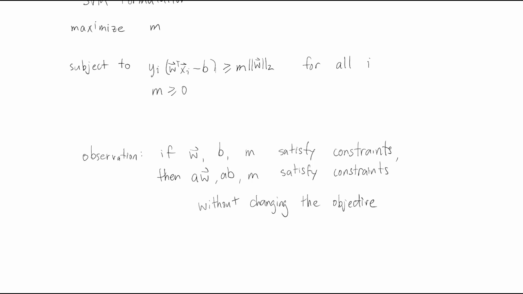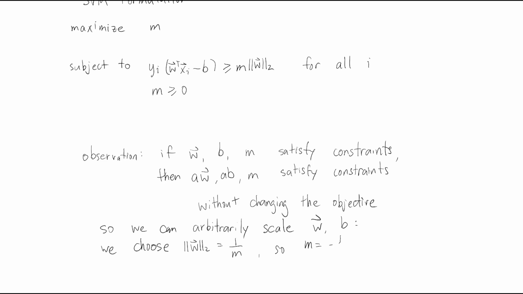So we can arbitrarily scale W and B. Okay, so then we choose. We're going to choose a scaling of W such that the 2 norm of W equals 1 over M. So M equals 1 over the 2 norm of W. Now we can plug that into our formulation.